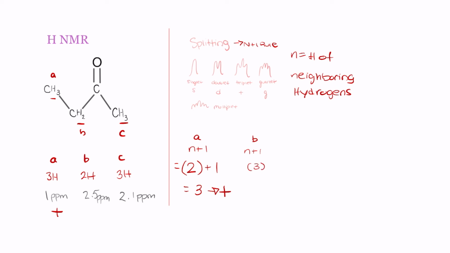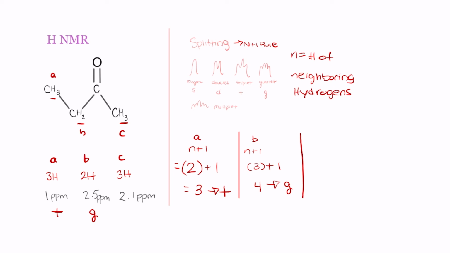So we're going to have 3 plus 1. And this is going to give us a value of 4. And 4 is going to give rise to a quartet. So signal B is going to be a quartet on our HNMR graph.